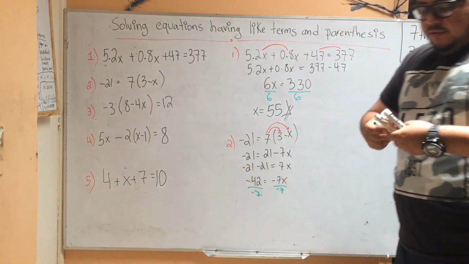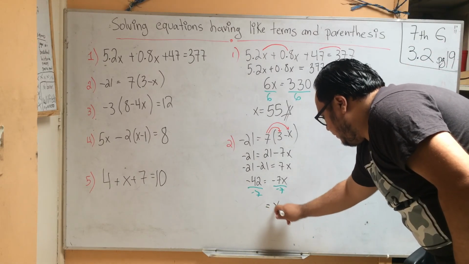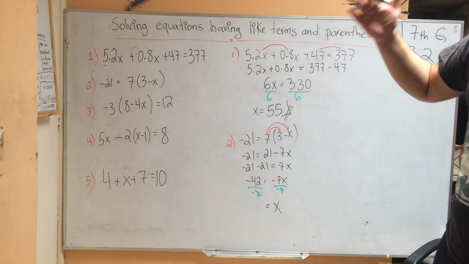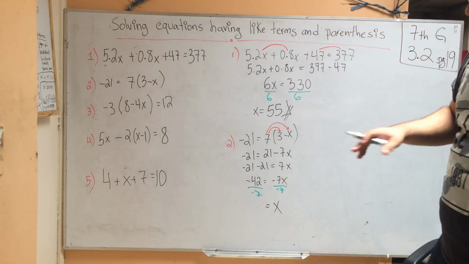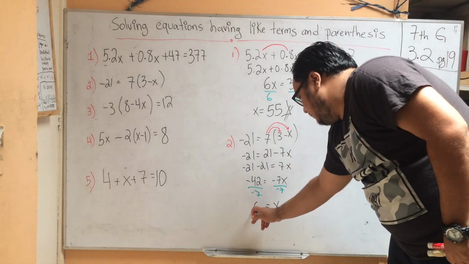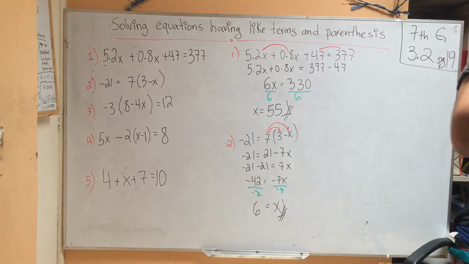Negative divided by negative is going to be positive. So the value of x is going to be positive. And minus 42 divided by minus 7, negative divided by negative is positive. And 42 divided by 7 is 6. Okay, and now we have our answer.